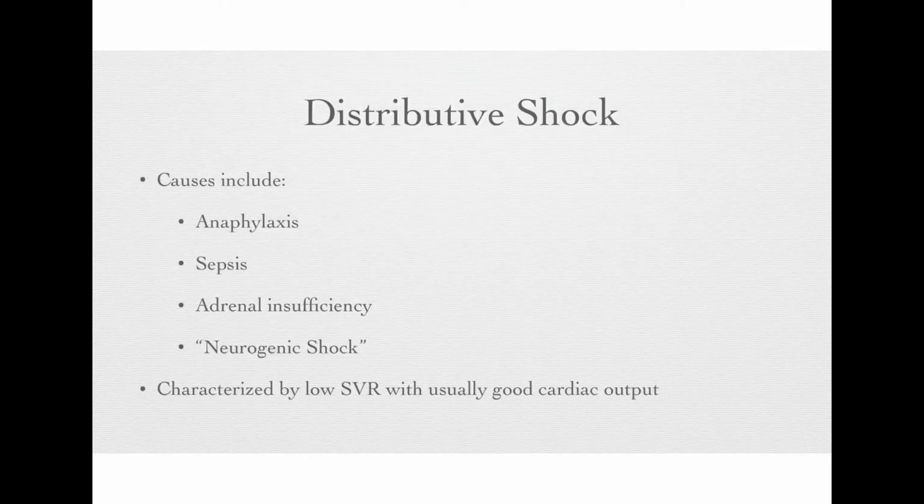All of these conditions are characterized by low systemic vascular resistance, and the cardiac output can often be increased as a compensatory measure. The only exception might be neurogenic shock, in which the sympathetic nervous system as a whole is impaired, and so the cardiac output is unable to increase in compensation.